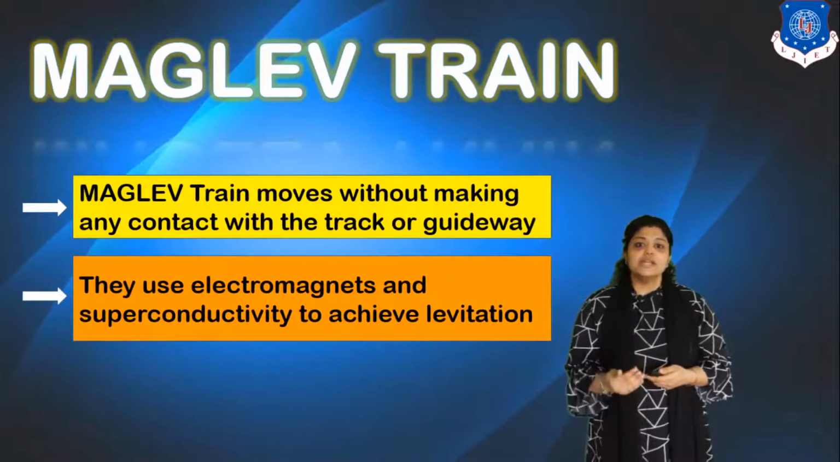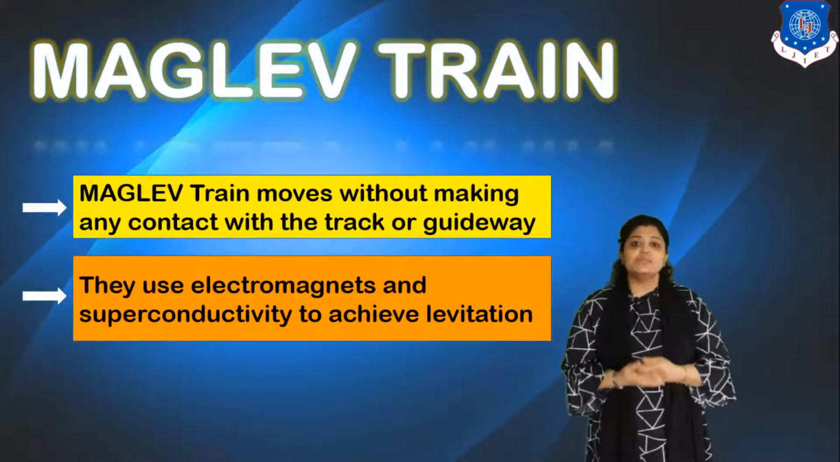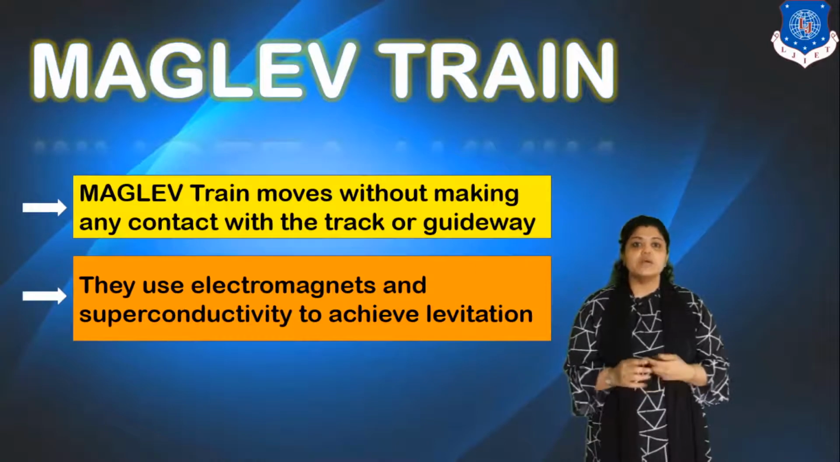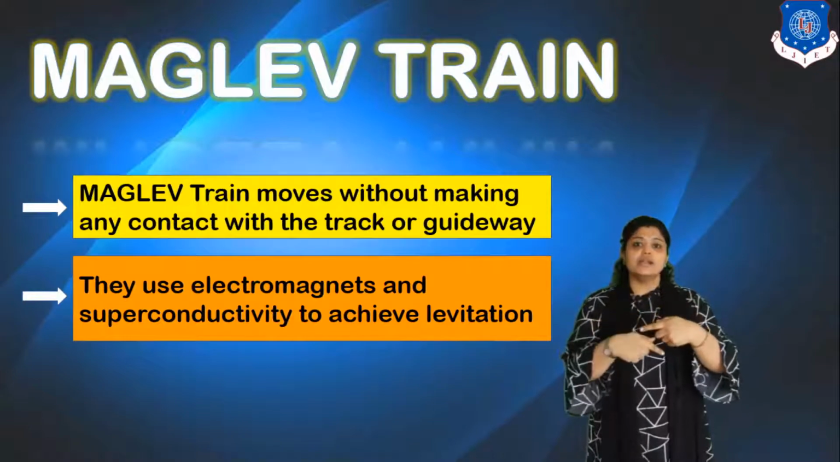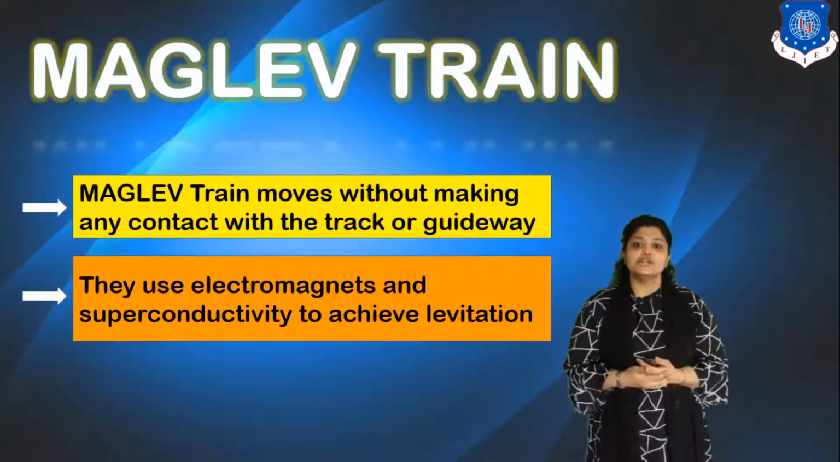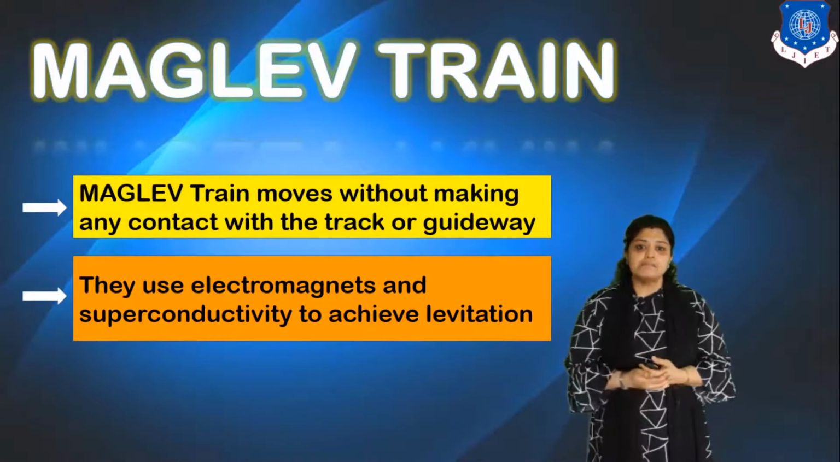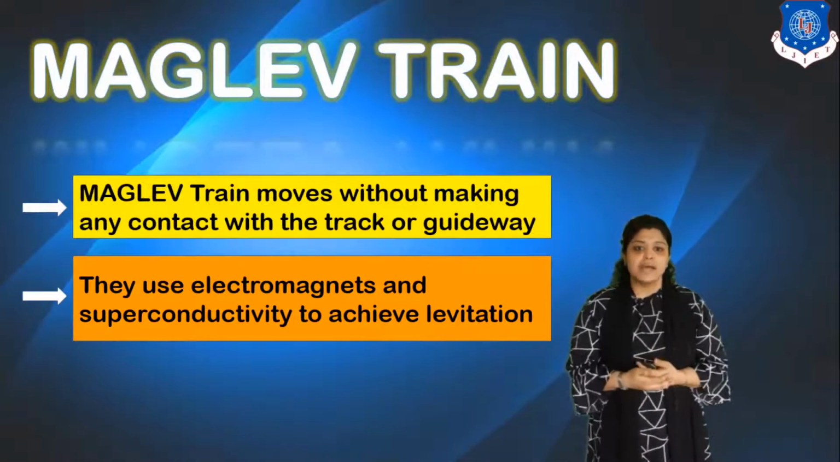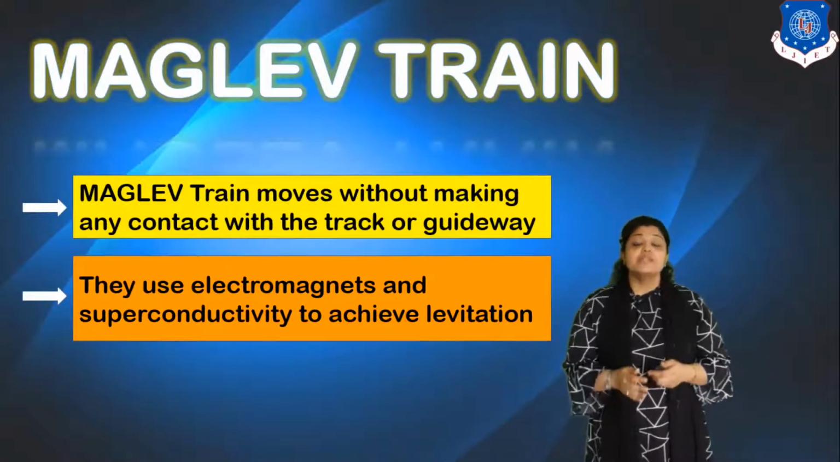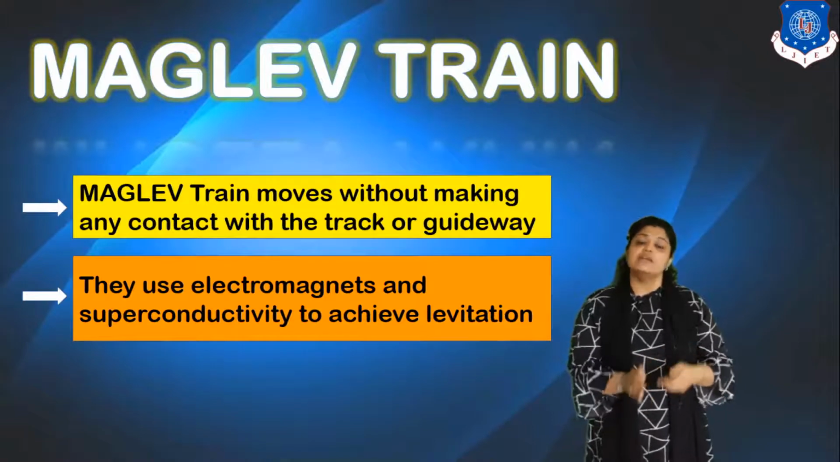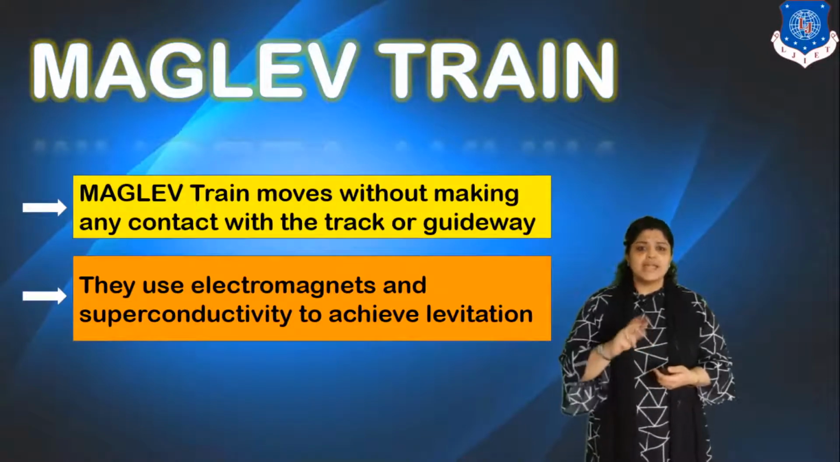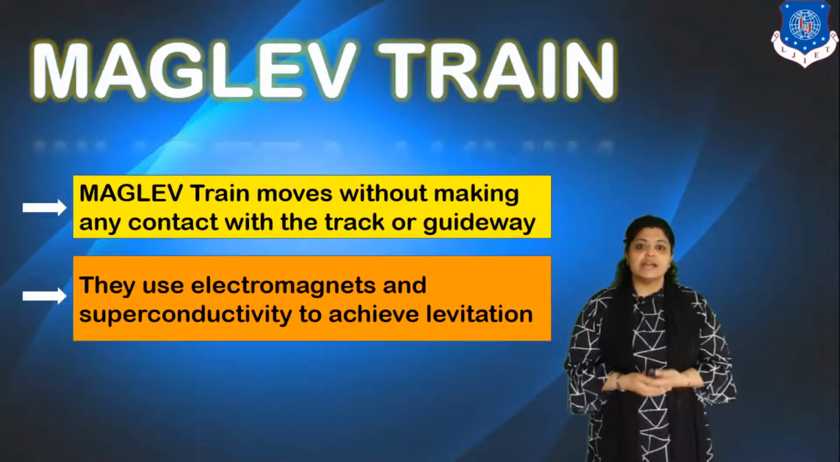Maglev trains particularly use electromagnets and superconductivity to achieve levitation. Now, what is an electromagnet? You have an iron core on which you wrap a coil, a copper coil, and you pass current to it. Till the time current is being passed, your iron core will be magnetized. So this is a basic concept of electromagnets. And what is superconductivity? It is a specific phenomenon which is achieved by lowering the temperature till critical temperature. And then we get almost zero resistivity. So any of the two magnets can be used in maglev trains.